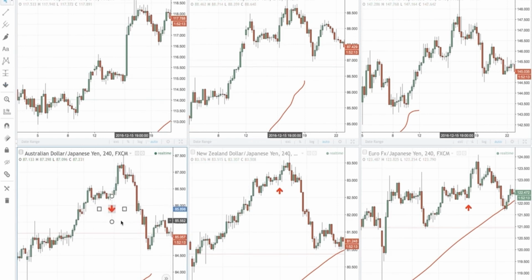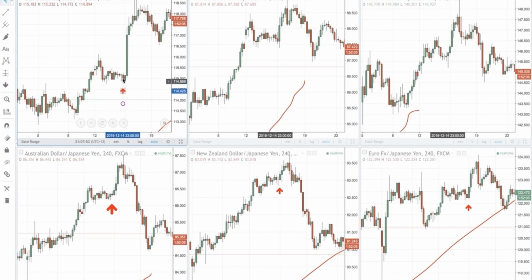Notice all the patterns look very similar, don't they? It's like, oh, pull back, buy, for all of them. And here's another one.